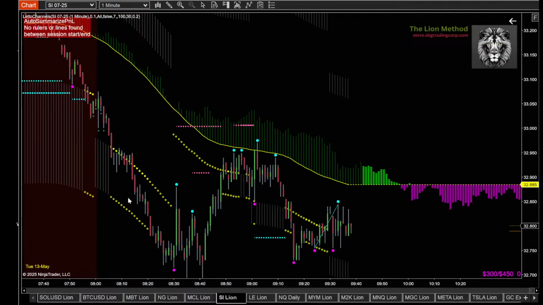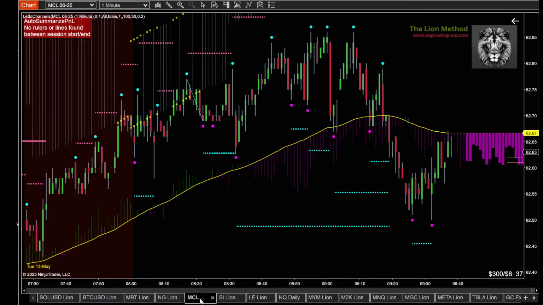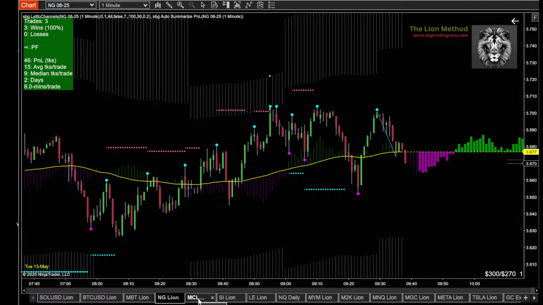Silver, our trade for the day, is still kind of sideways. Certainly sideways. Guys, we're being picky here. We're not going after everything. Nobody wants to do that.